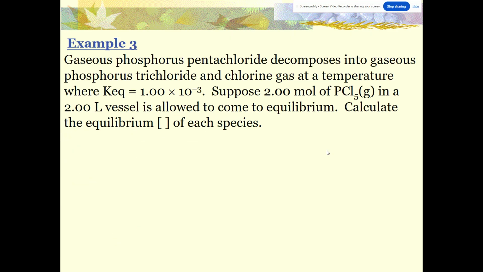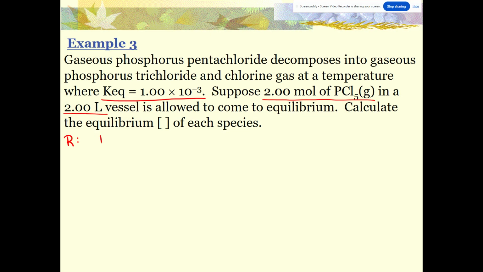We are told that we have gaseous phosphorus pentachloride decomposing into phosphorus trichloride and chlorine gas. We are given Kc. We are given the initial amount of our reactants again, and asked to find the equilibrium concentration of each species. So we're not asked for Kc this time, and we're not given the equilibrium concentration of anything. We have to find all of them, okay? It still requires an ice table or a rice table.